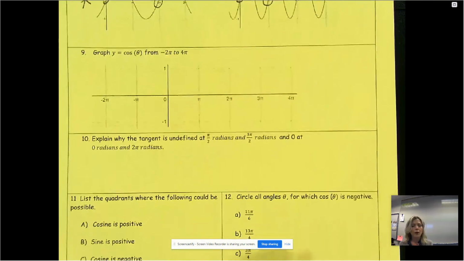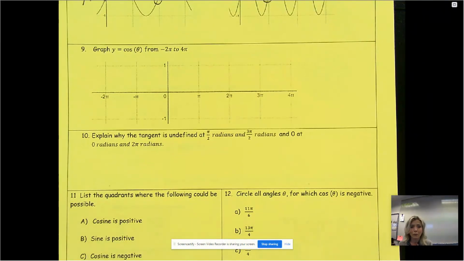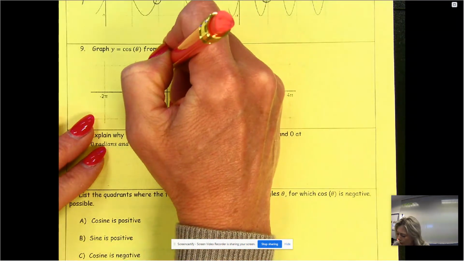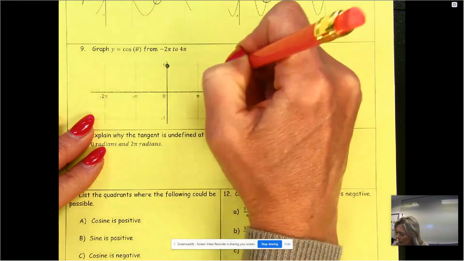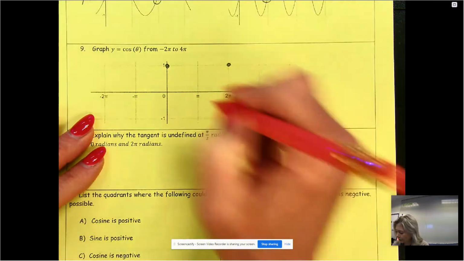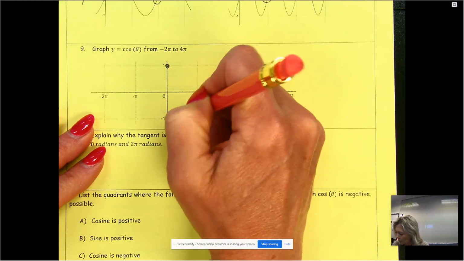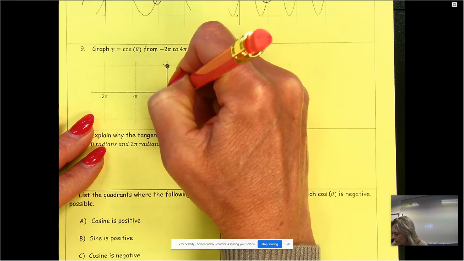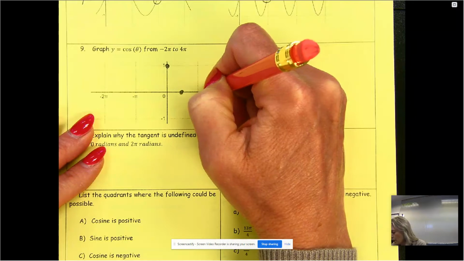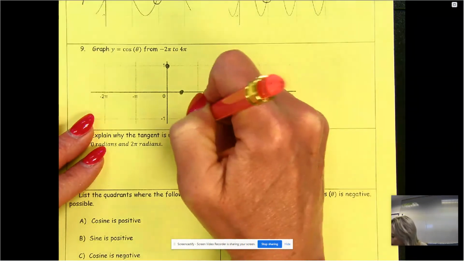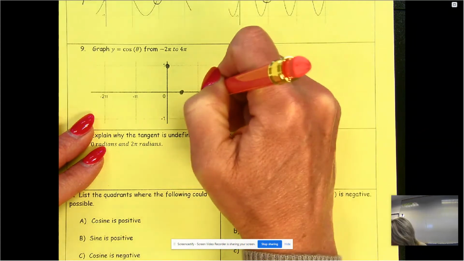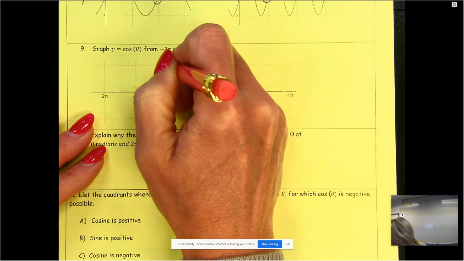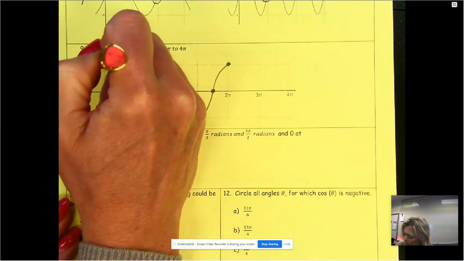For number 9, graph y equals the cosine of theta from -2 pi to 4 pi. So cosine, when theta is 0, the cosine is 1. And it has a period of 2 pi, so it has a maximum of 1 again right there, which means in the middle of those two is the minimum of -1. And at pi over 2, cosine is equal to 0. And at 3 pi over 2, cosine is also equal to 0. So this is one cycle of the cosine function. That's how you map it out. And the other cycles are going to look exactly the same.